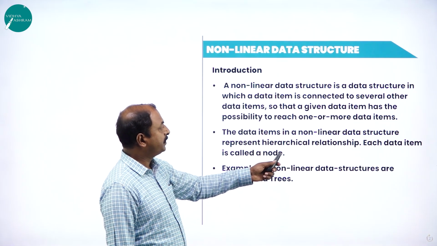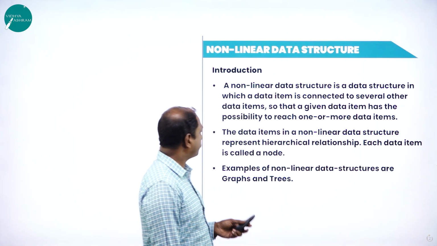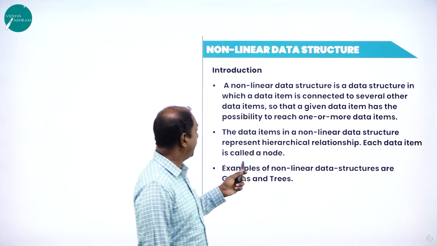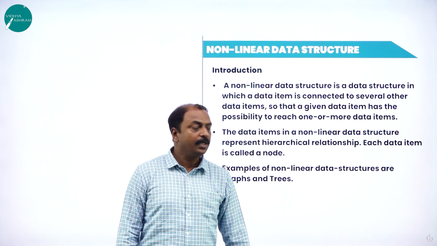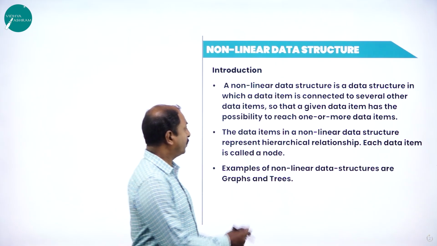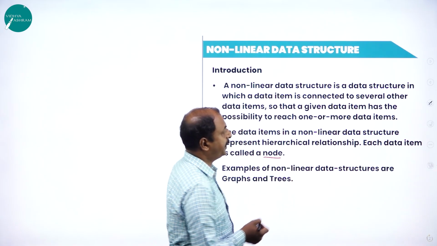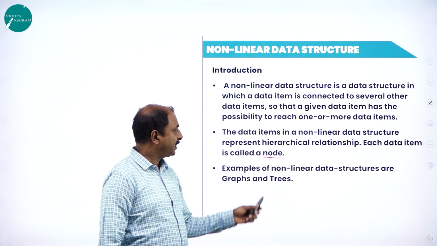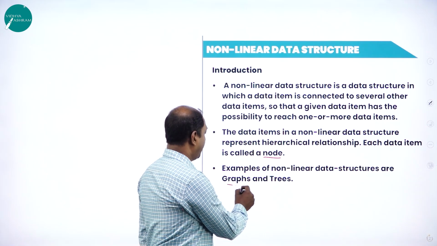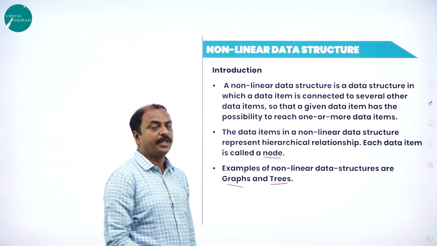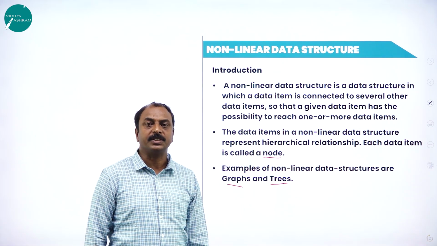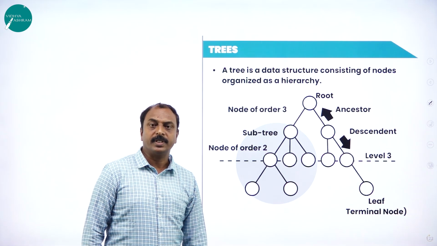Now the data items in a non-linear data structure represent a hierarchical relationship. Each data item is called a node. Here in non-linear data structure, we use the word node. Node is nothing but a data item. And examples for non-linear data structures are graphs and trees. These two are examples of non-linear data structure. Now let us move on to the next slide.